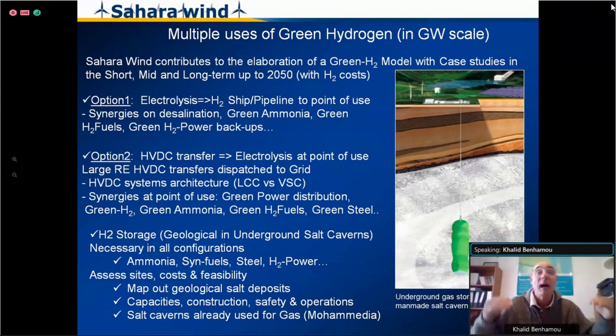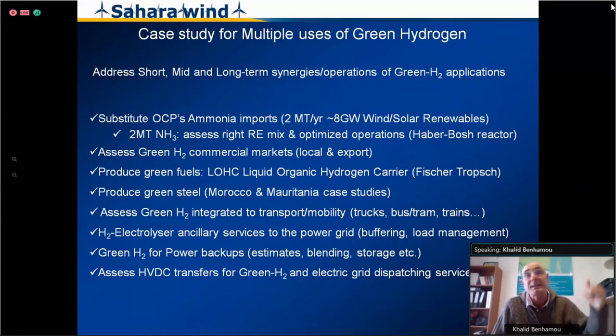And then you will also look at ancillary services of electrolyzers with the grid. And you have to make sure that you can store hydrogen on a seasonal basis. And then you can also provide backup to the grid and use electricity generated from the stored hydrogen on a seasonal basis. So all these require a mapping out of the capacities, looking at various aspects of managing salt caverns, which Morocco has for butane gas, but not yet for hydrogen. And the case studies are multiple, because also in the process of producing hydrogen and ammonia and various green fuels, you have to make sure you have a continuous generation and supply of hydrogen. It's essential to have a steady stream of hydrogen, hence the storage.